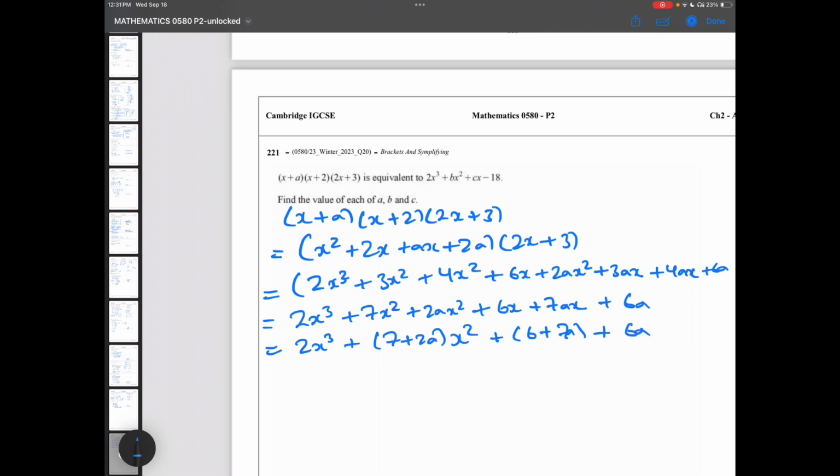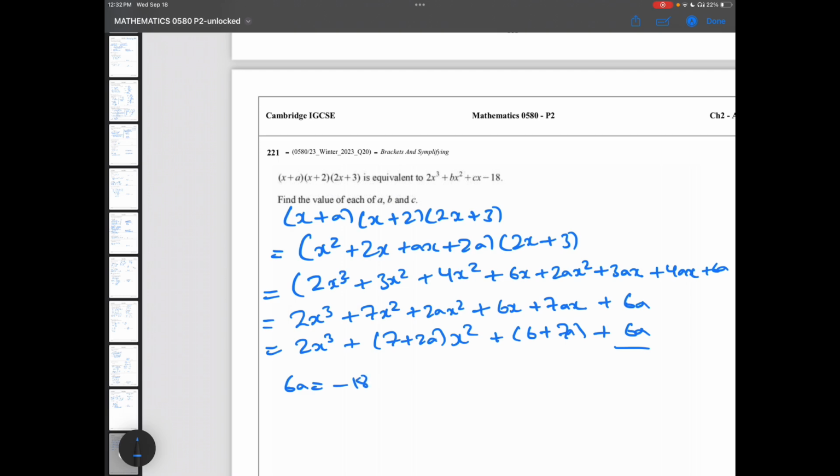Now if I compare this expression with the one that's been given to us in the question, 2x cubed plus bx squared plus cx minus 18. So we can see that minus 18 is a constant term, and in this expression, the constant term is 6a. It means 6a is equal to minus 18.